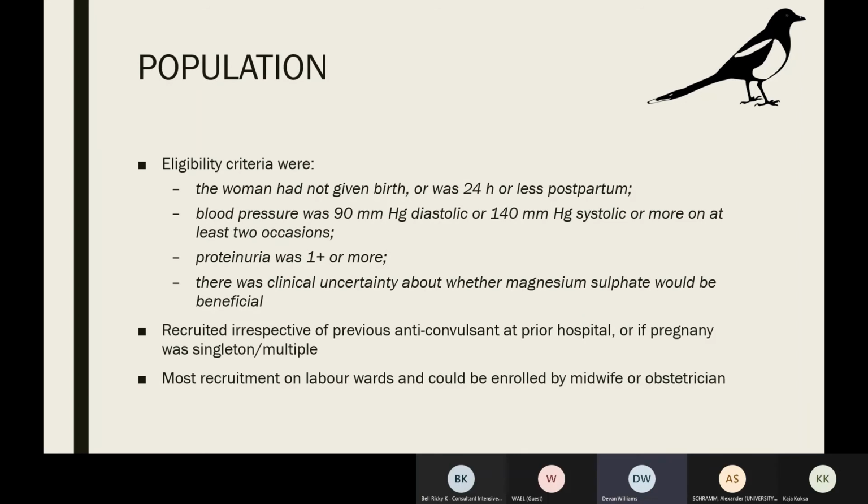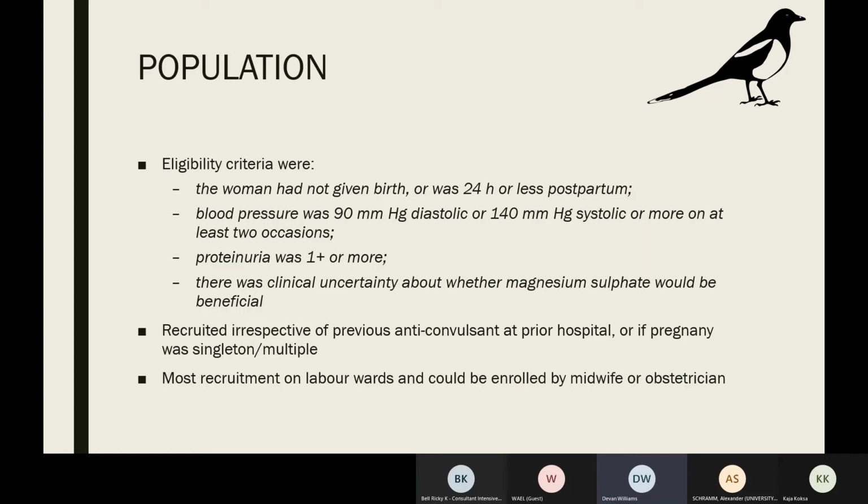Population-wise, like I've mentioned, it is eclamptic ladies, both pre and post-delivery. And if it was pre-delivery, they're then also having a look at the neonates born after delivery. So obviously for that, you're going to have blood pressure that's high, and proteinuria. The other eligibility criterion was a clinical uncertainty about whether magnesium sulfate would be beneficial. And I think this crops up later on as one of the weaknesses, because if you've got a clinician who is certain about whether or not magnesium sulfate would be beneficial, they either would or wouldn't use it, but those people would not be included in the data set. That could potentially skew their outcomes.